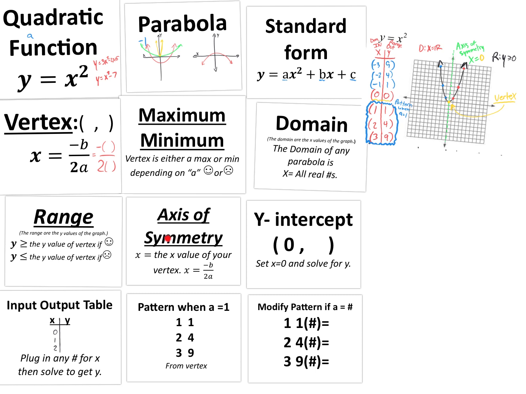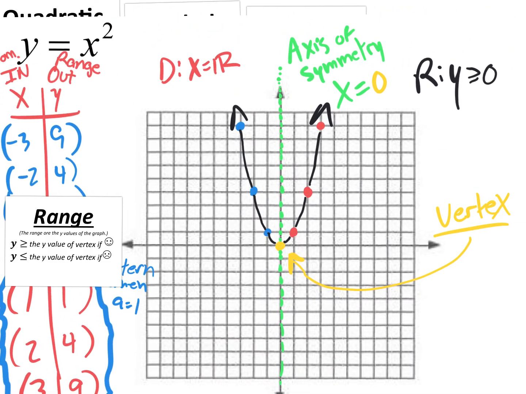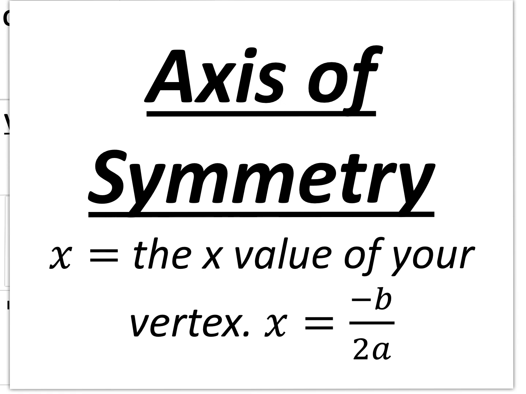We also need to know the axis of symmetry. What is the axis of symmetry? The axis of symmetry is the vertical line that passes right through the vertex. In this first parabola we ever did, the axis of symmetry is this green dotted line, and it passes right through the vertex. If we look at our poster here, the equation will be x equals the x value of your vertex. So if you can see your vertex and they ask you for the axis of symmetry equation, all you have to do is say x equals whatever the x value of your vertex is.